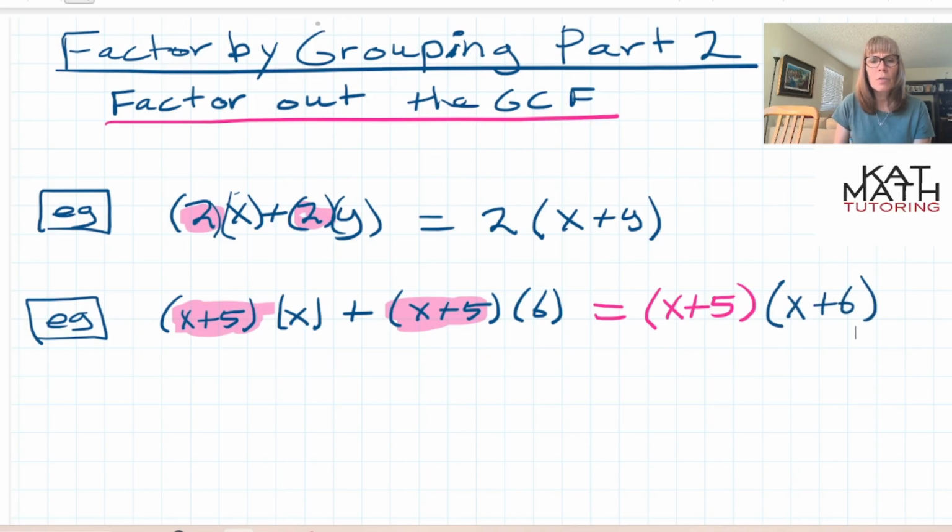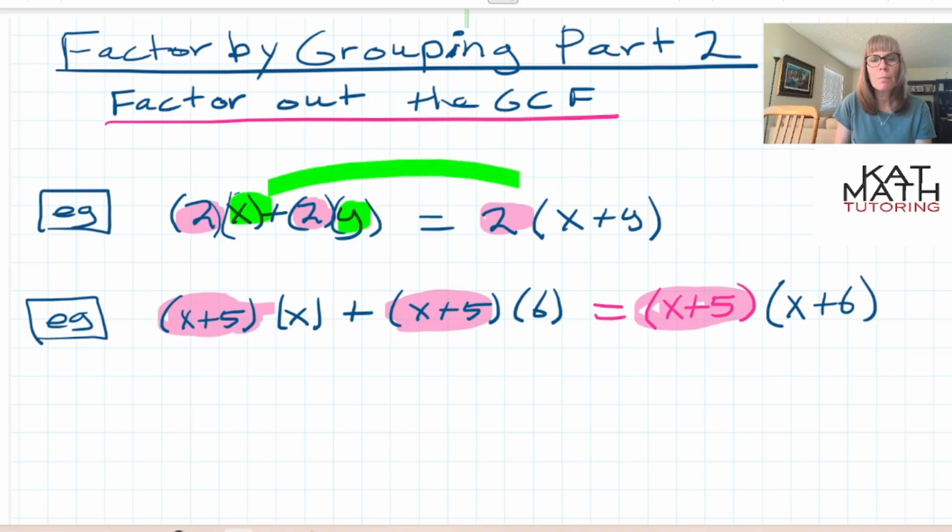Can you see how that follows the pattern above? That the 2 and the 2 here is the GCF, and that's what gets pulled out in the front. Here I have x plus 5 and x plus 5, and that's what gets pulled out in the front. And these are the leftover parts. The x plus y are what go in the parenthesis, and here the x plus 6 is what goes in the parenthesis here. Let's look at another one.